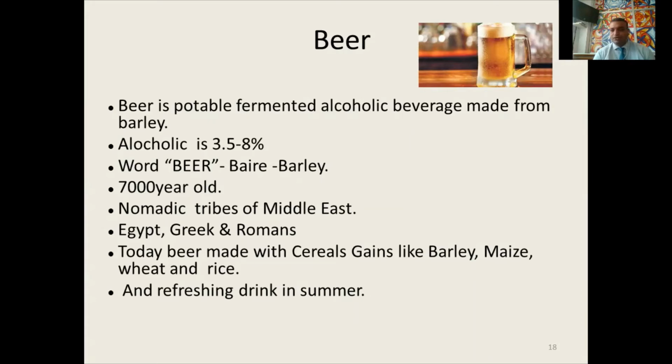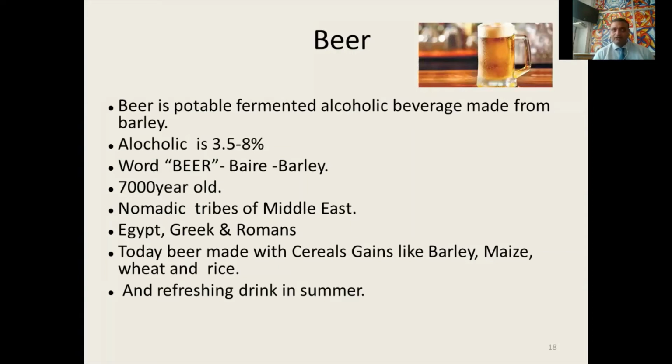Now let me tell you a little history of how beer was actually made. In the Middle East there were some tribes, from the Nordic time as they recall. These tribes started agriculture. When they got a very good yield, they used to store the excess of the product, for example barley. They started cultivating barley, and since they got more than they needed, they started storing it.